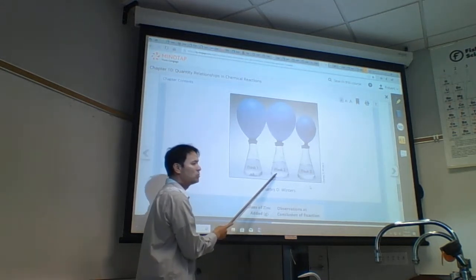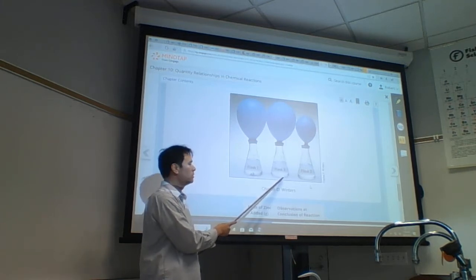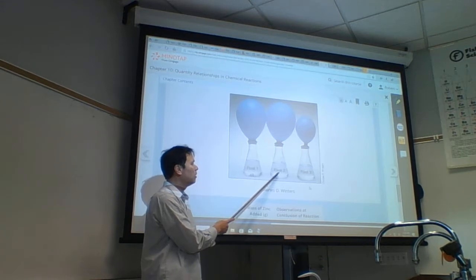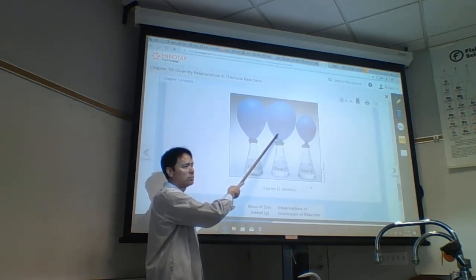In flask 2, this is what we call stoichiometric. In flask 2, we added just the right amount of zinc and we have just the right amount of HCl. And so there's no more zinc left and all the HCl is reacted because this is how much hydrogen we should form if all the HCl is reacted.